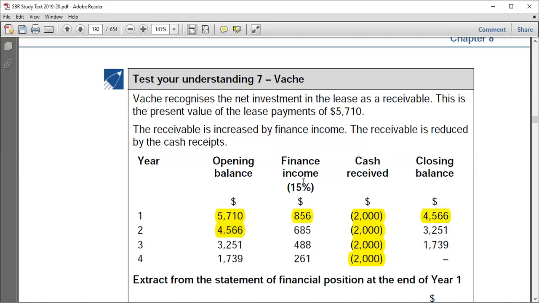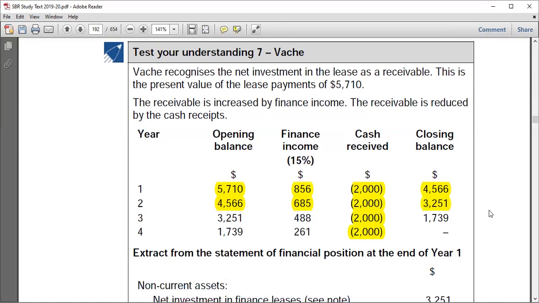Then again, 15% times this figure here, you will obtain 685. Add these two, this one and this one, and less 2000, you will obtain this figure here, and so on and so on. If you proceed, you just find out the last point will be nil. Okay, so let's say that you have decided to determine the extract of the statement of financial position at the end of year 1. You know, year 1 is here, year 1 ends here.